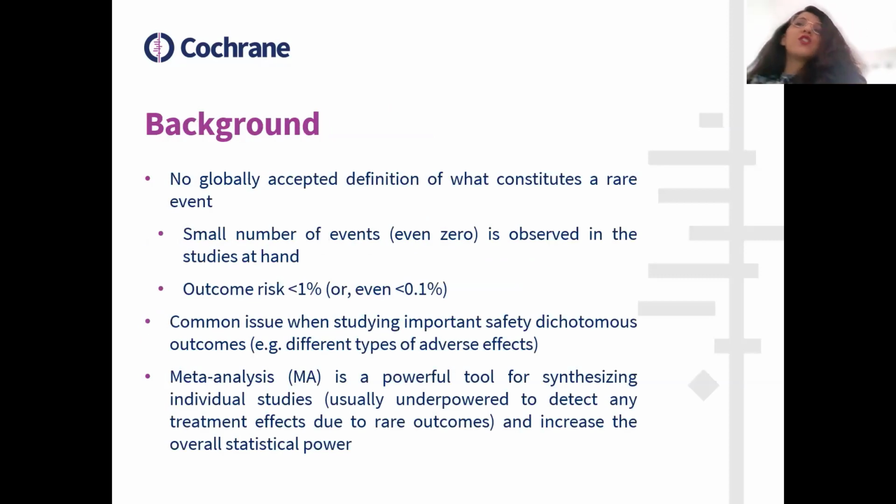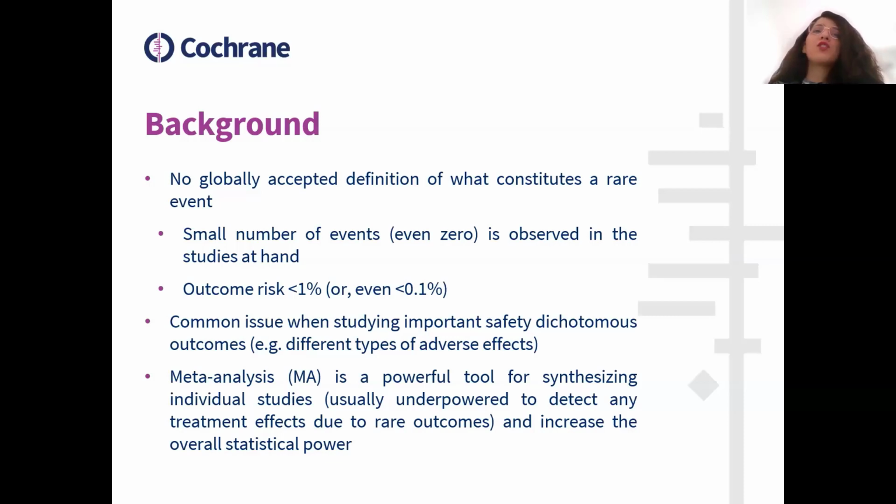So, regarding the definition of rare events, there is no globally accepted definition of what constitutes a rare event. When a small number of events, even zero, is observed in the studies at hand, then we can say that we have a rare outcome. Most researchers suggest that when the outcome risk is below 1% or even below 0.1%, then we can say we have a rare outcome. The Cochrane Handbook mentions that even if the outcome risk is close to 10%, we might have issues. So in this case, we might also treat our data as rare.